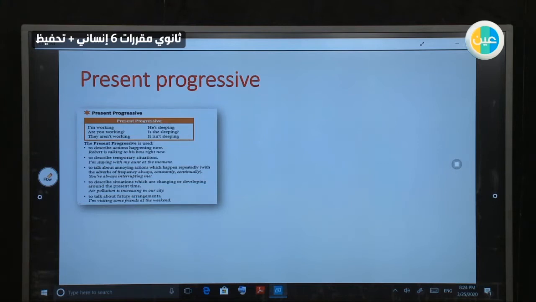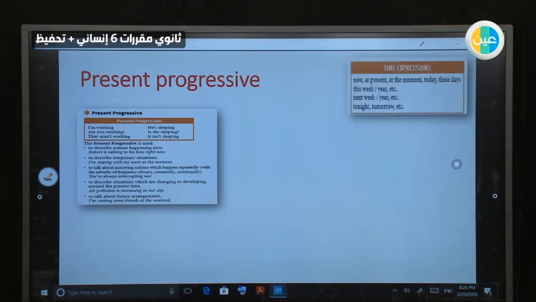We also use it to talk about future arrangements and planning, like I am visiting some friends at the weekend. By the way, we can say at the weekend or on the weekend, just British and American. Okay, are there any time expressions that can help me to decide if the sentence is present simple or present progressive? Yes, for sure. Time expressions for present progressive are now, at present, at the moment, today, this day, this week, this year, this summer, for example, next, tonight, tomorrow.